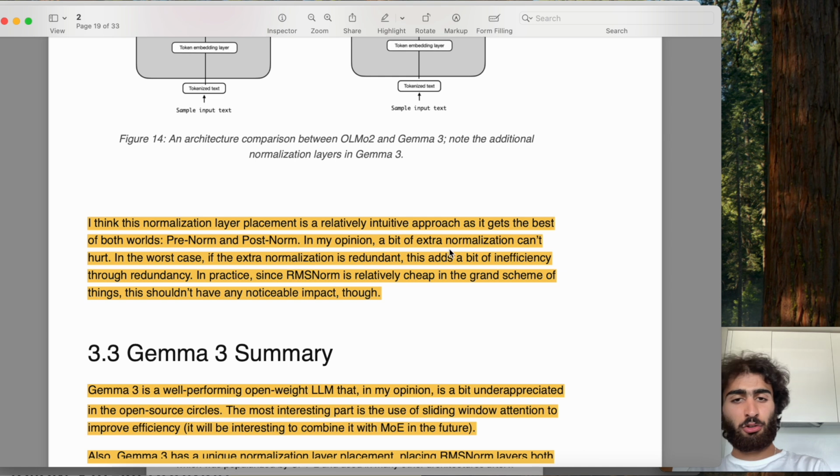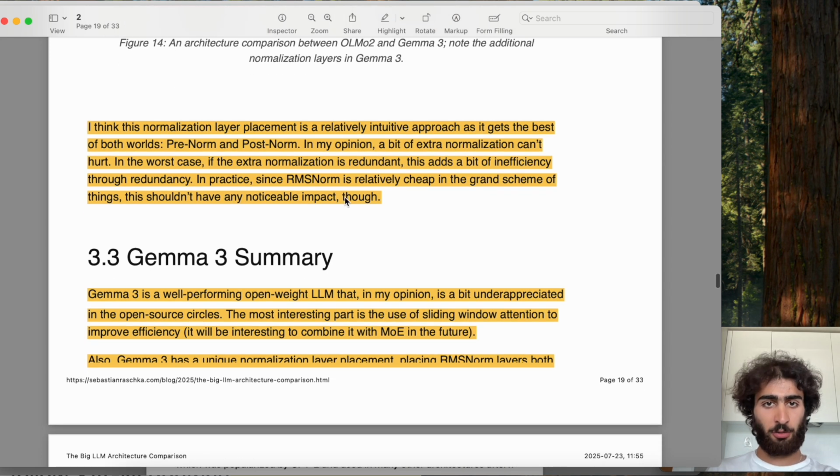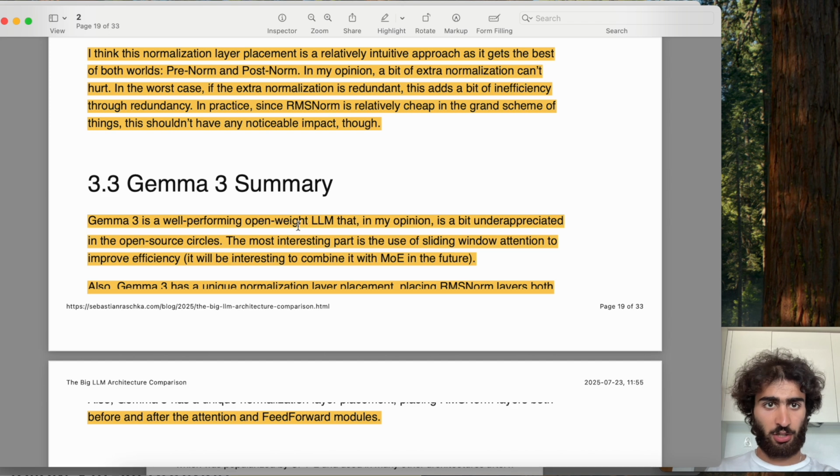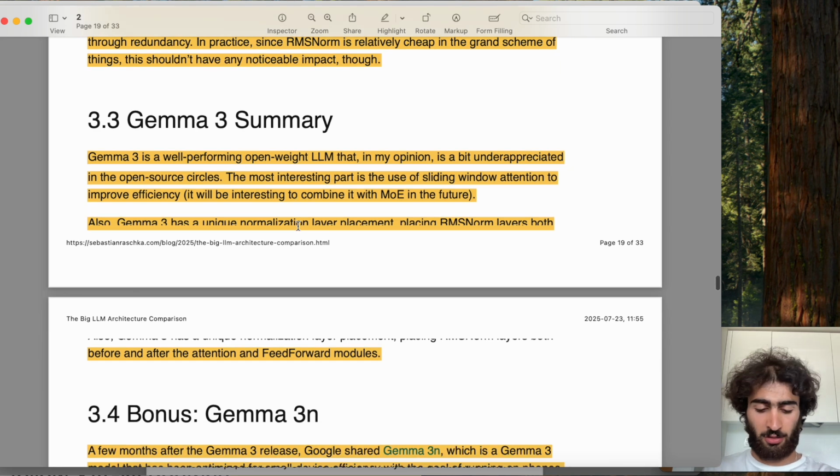And extra normalization can't really hurt because in the worst case, the extra normalization is redundant, which adds a bit of inefficiency. And in practice, since RMS norm is relatively cheap in the grand scheme of things, this shouldn't have a noticeable impact unless you're having a separate kernel being launched specifically for RMS norm and not using some fusing scheme. In that instance, then you are just making extra burden on your GPU.